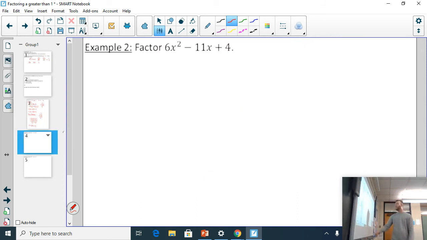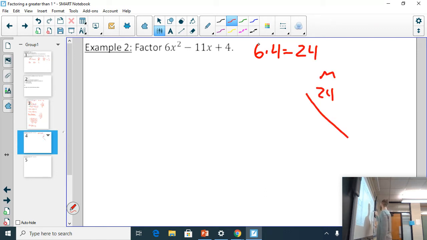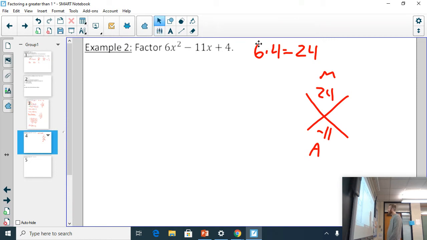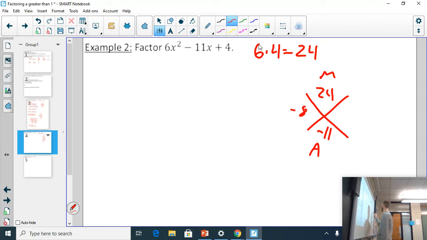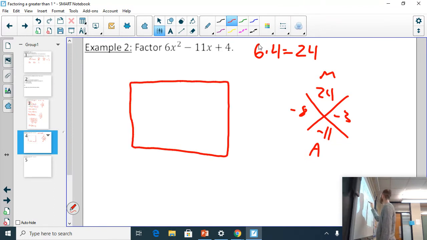And just for another example, our first step is we're going to do the first number times the last number. 6 times 4 is 24. And now we need to find two numbers that multiply to 24 and add to this middle number, negative 11. And so what two numbers do that? Well, I think they're going to have to both be negative, right? And I think the two numbers that are going to do that are negative 8 and negative 3. And we'll just do the box method because I think you guys might find that a little easier to do.